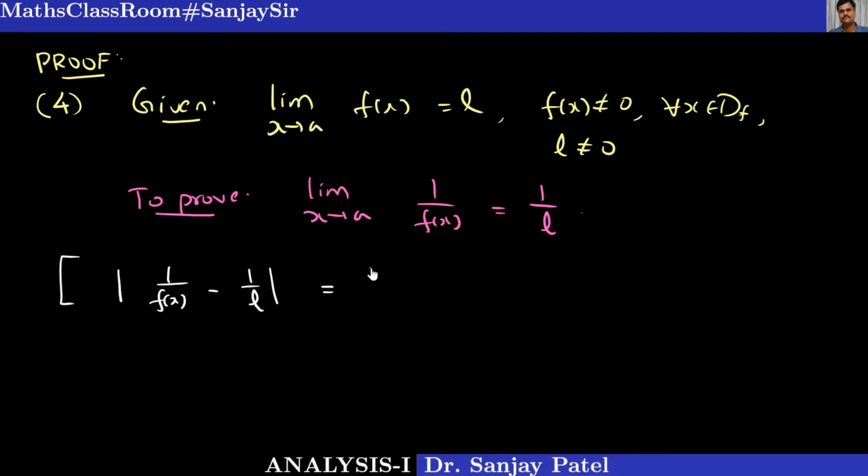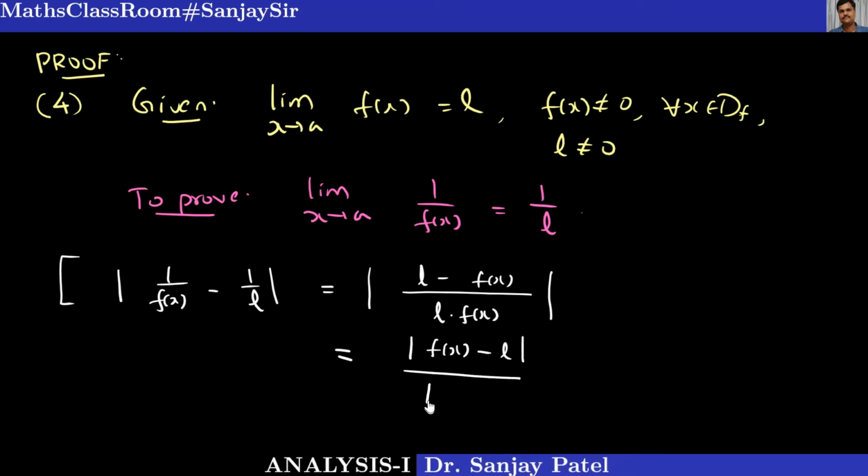We are writing in the square bracket. So this I can take LCM here and write as L into f(x) in the denominator, and the numerator is L minus f(x), which we can simply write using the properties of modulus. Mod a minus b is the same as mod of b minus a. So I am writing mod of f(x) minus L in the numerator, and the denominator I am writing as mod L into mod of f(x). As the limit as x tends to a, f(x) equals L, this numerator is in our control. This I can make less than anything I want.